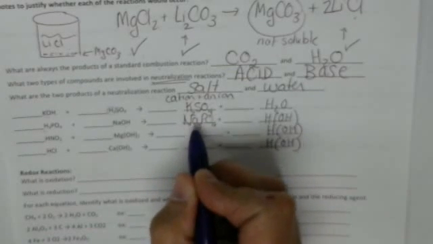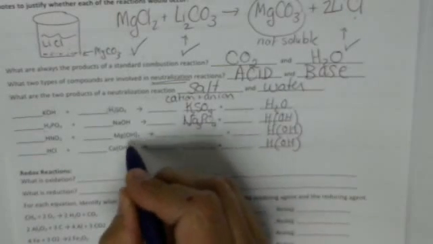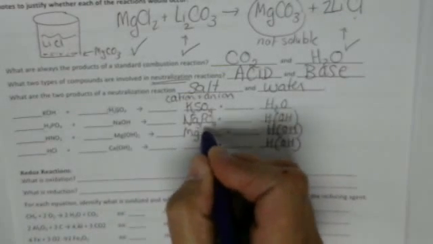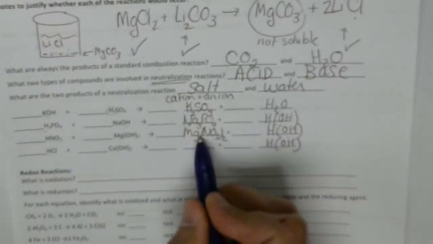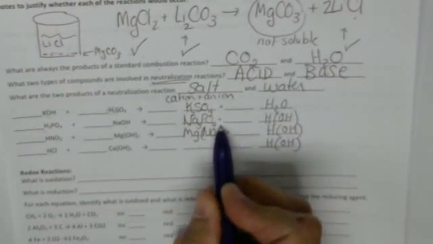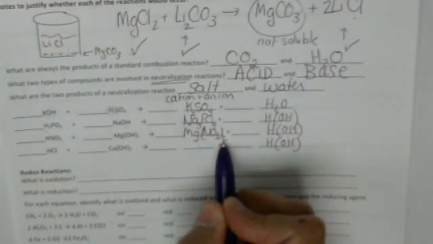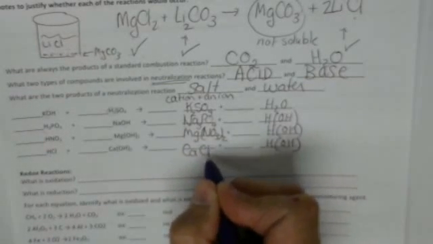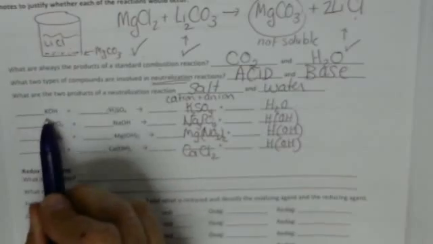K2SO4, Na3PO4. Next one, magnesium nitrate. So that is going to be Mg(NO3)2 because magnesium has an oxidation of +2 and I'm dropping it. And the last one is calcium chloride. Calcium is also an oxidation of 2. So at this point, it's just a matter of balancing.